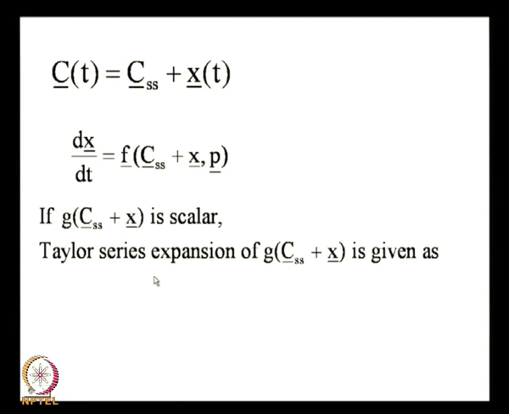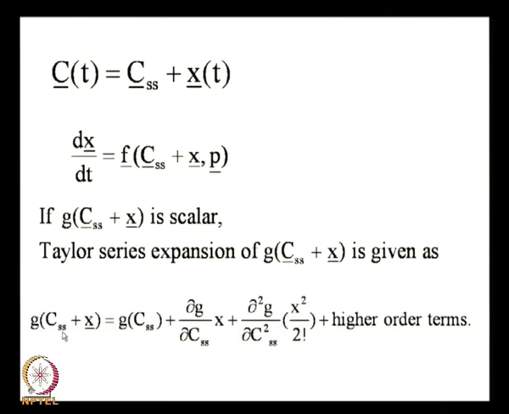Now if we are to do a scalar Taylor series expansion for a certain scalar g, this is the way we write it: g(C_ss plus x) is g(C_ss), that is the zeroth order term. Then you have the first order term, dg/dC evaluated at C_ss. I reminded you the other day that this is not dg/dC_ss, but this is dg/dC evaluated at C_ss. Then d2g/dC squared evaluated at C_ss times x squared over 2 factorial, plus the higher order terms, which are d3g/dC cubed times x cubed over 3 factorial, and so on.